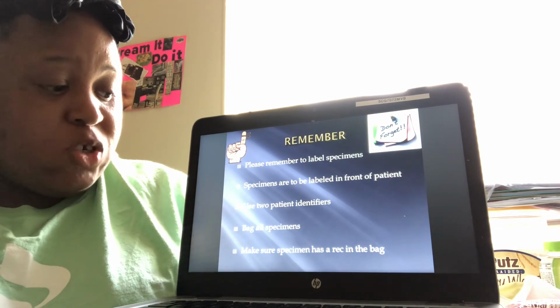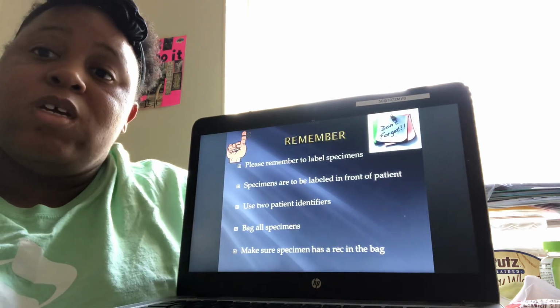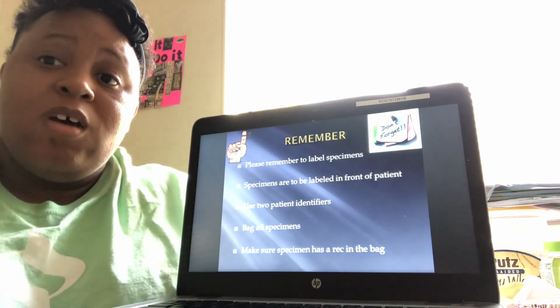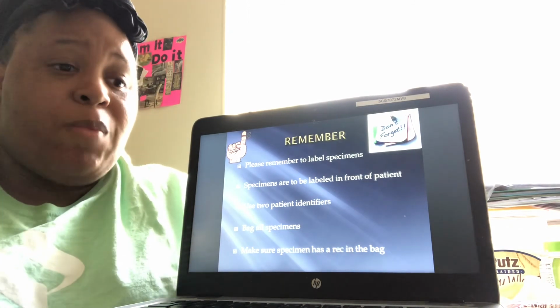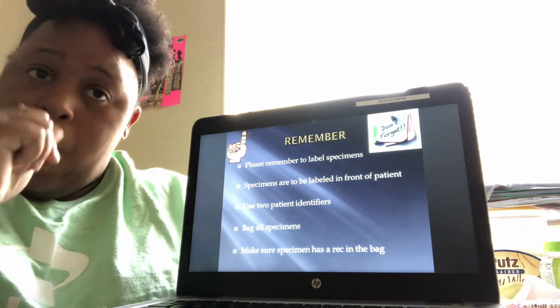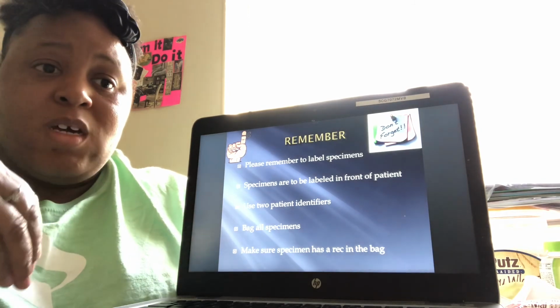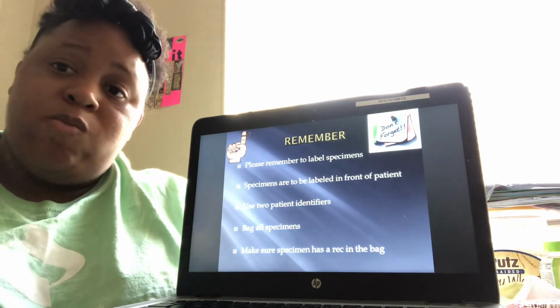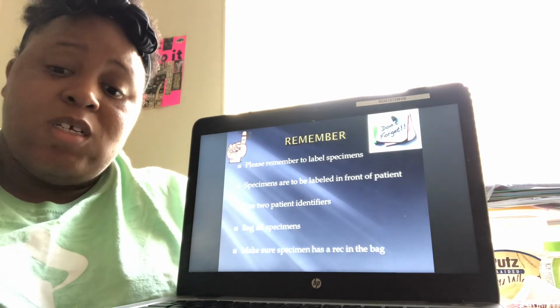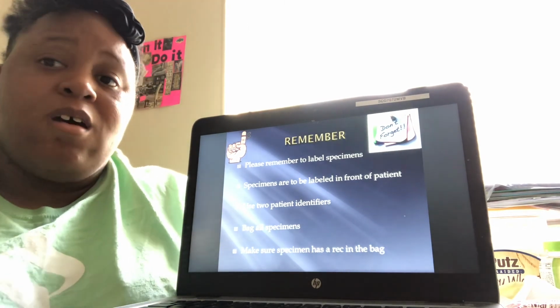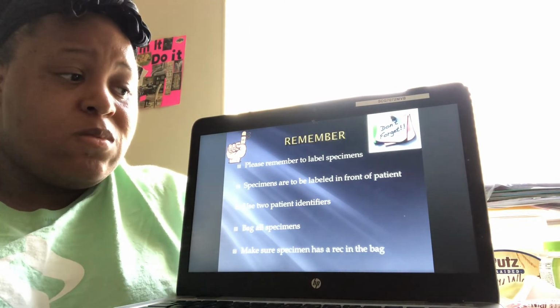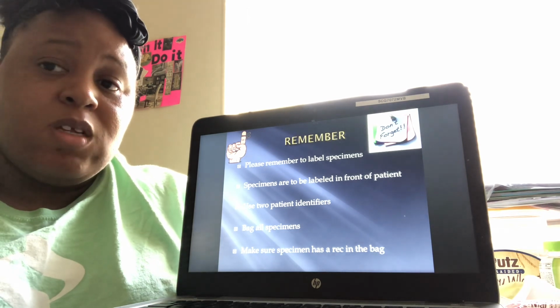Also, make sure the requisition is with it. Usually, a specimen will come with a printed requisition that has a little pocket outside of the biohazard bag. We want to make sure that that biohazard bag has the requisition inside, is closed, the requisition doesn't fall out, and that it matches the specimen that's on the inside of that bag.